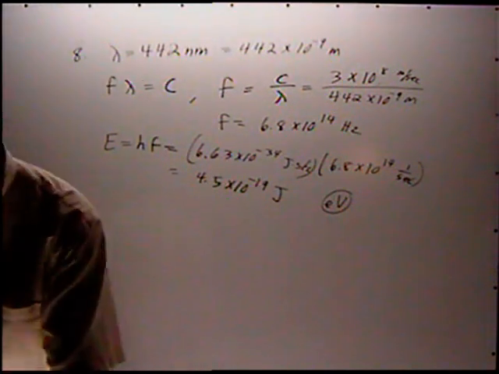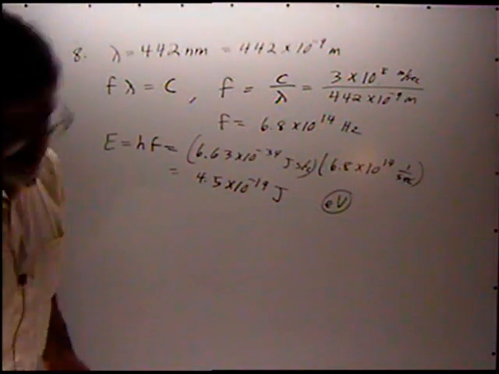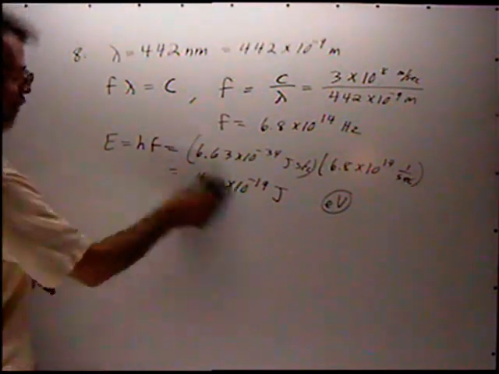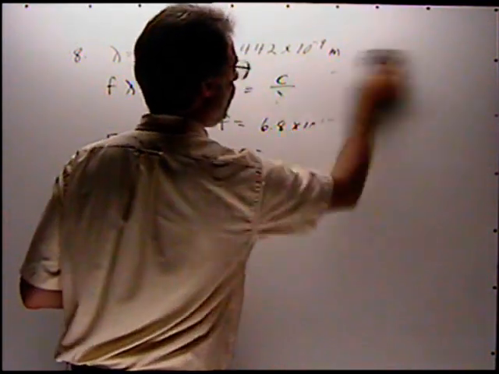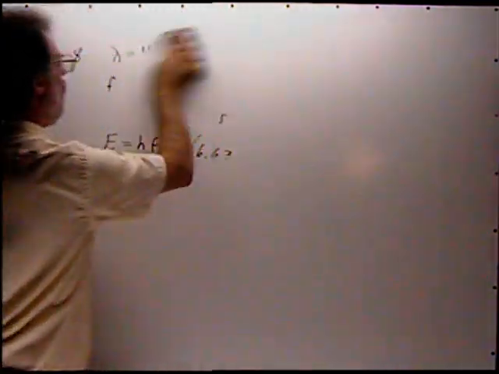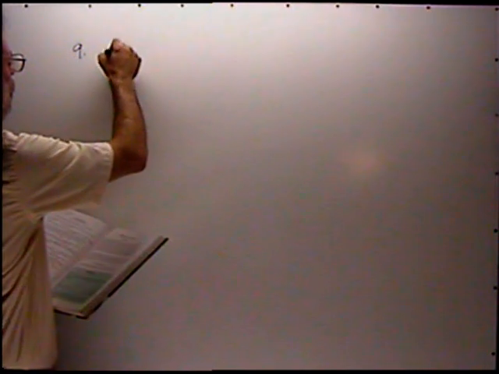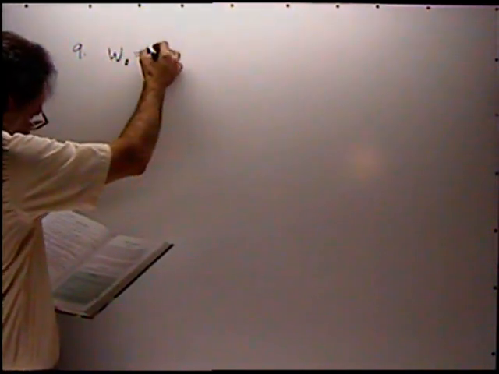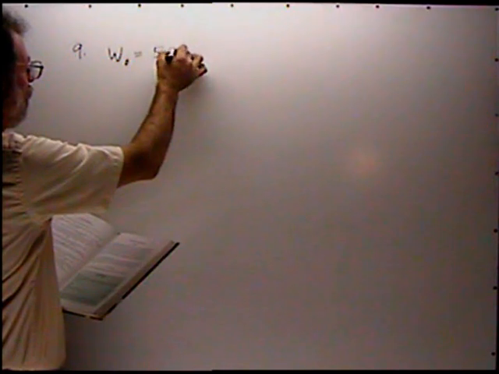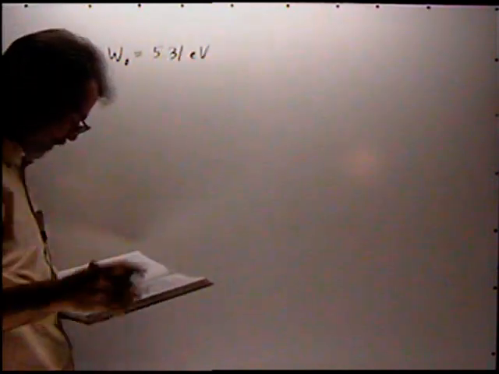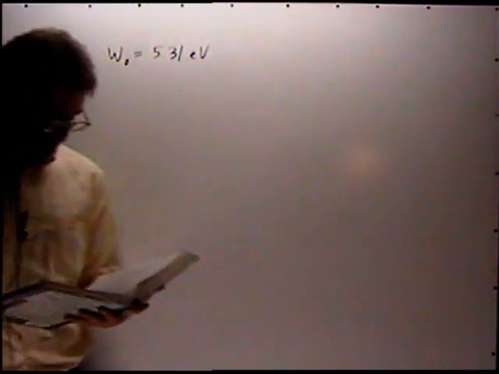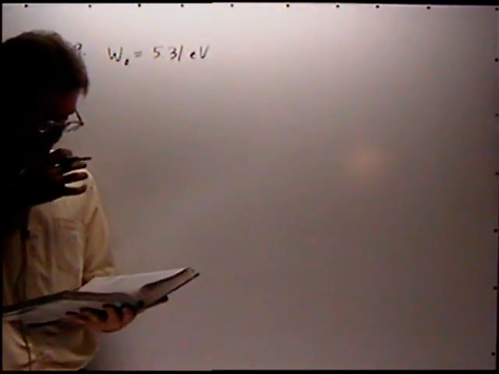Okay. That's number 8. Number 9, I think number 9 and 10 are problems dealing with Einstein's photoelectric effect. Okay, and in number 9, they give you what the work function is. The work function of a particular metal is 5.31 eV, electron volts.